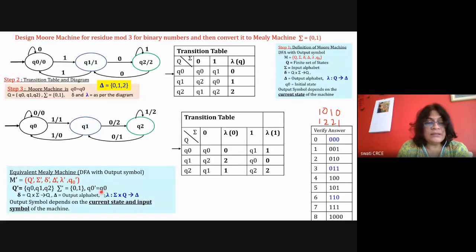This equation is important from the examiner's point of view. Even if your answer is correct, they look for whether you have written down the equation or not. If you don't write it, you may lose 1 or 2 marks. So please always write these equations with every machine. And here the output symbol depends on the current state and the input symbol. Like this, the definition of Mealy machine, and the delta value is the same. Delta dash is the same. Okay, so this is done.